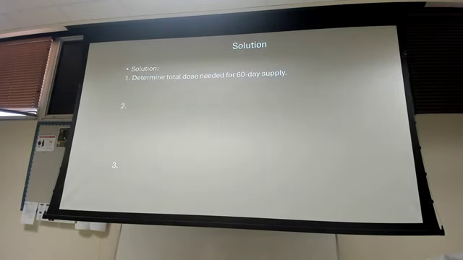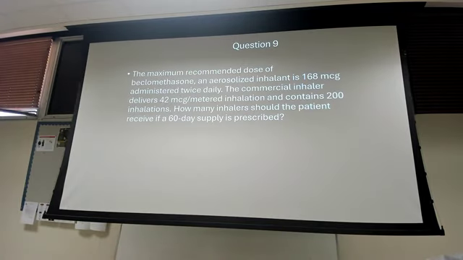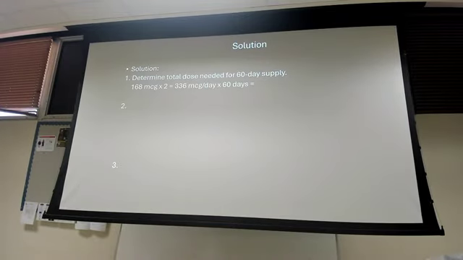So first we want to determine the total dose needed for a 60-day supply. In the problem, we see that we have 168 micrograms administered twice daily. So this means they're getting 168 times 2. We'll do the 168 micrograms times 2 to get the total daily dose, which will equal 336 micrograms per day. And then over 60 days, we'll multiply that by 60, and we see that they need a 20,160 microgram total dose for the entire 60 days.